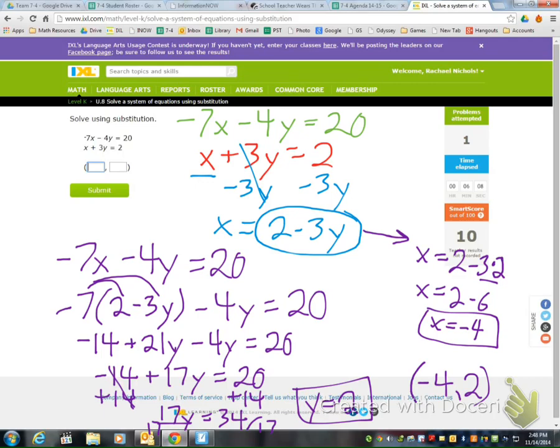I missed the step where you got y equals 2. It's just solving this equation. I got it to where it's negative 14 plus 17y equals 20. So add 14 to both sides. And then you have 17y equals 34. And then divide by 17.